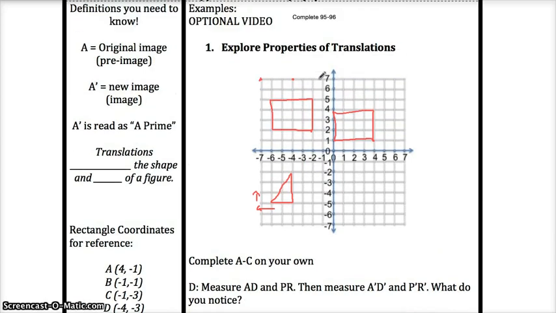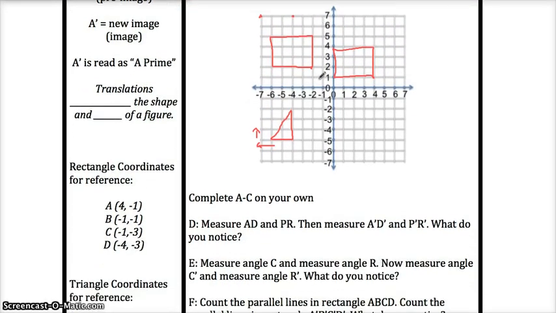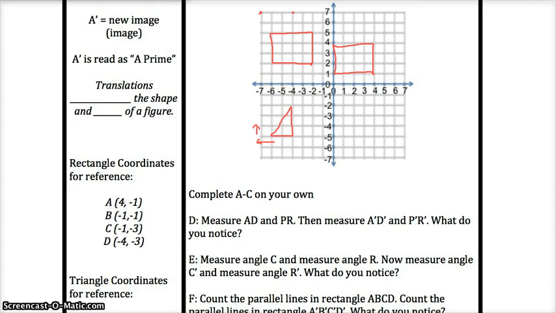So this is when you'll need your ruler. You need graph paper, scissors, ruler, and your book. So get your ruler out and go ahead, let me change colors here, and measure the length from A to D. And I'm not 100% sure that this is A and D. Let me double check. Nope, I was wrong. Hold on, let me undo that.